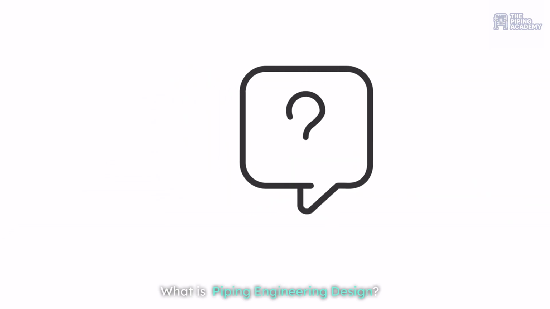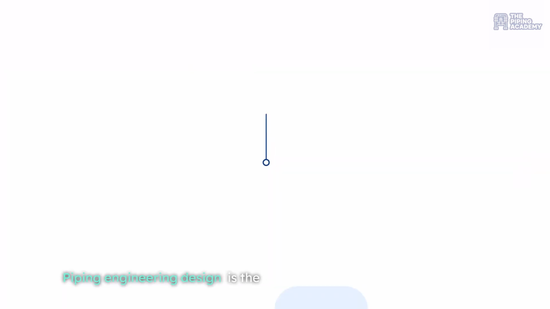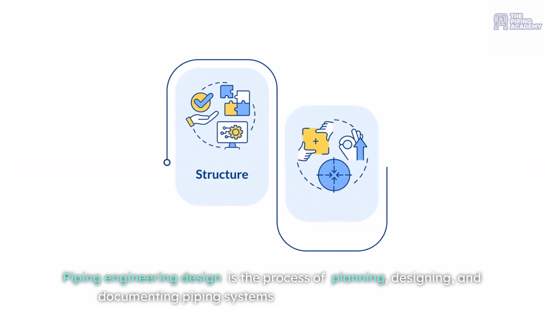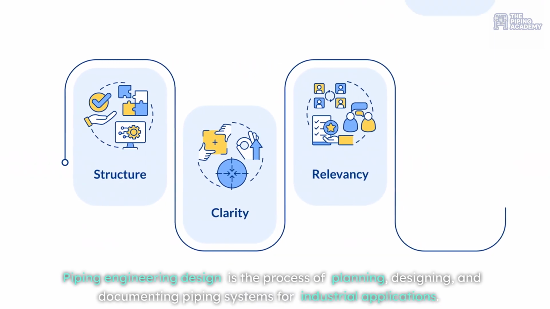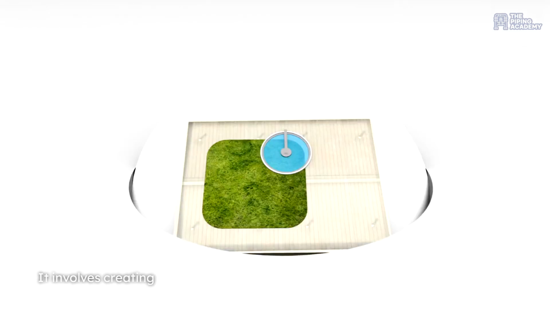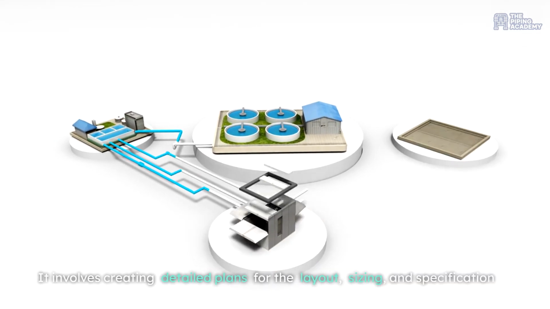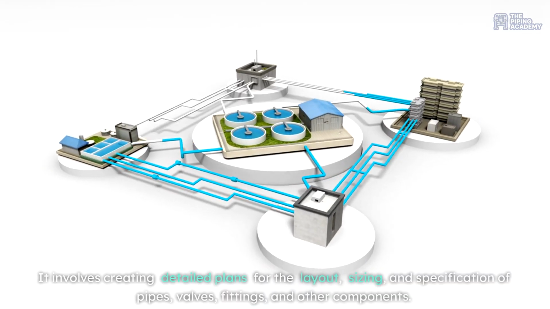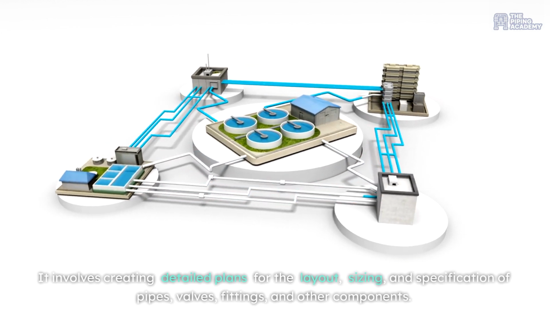What is piping engineering design? Piping engineering design is the process of planning, designing, and documenting piping systems for industrial applications. It involves creating detailed plans for the layout, sizing, and specification of pipes, valves, fittings, and other components.